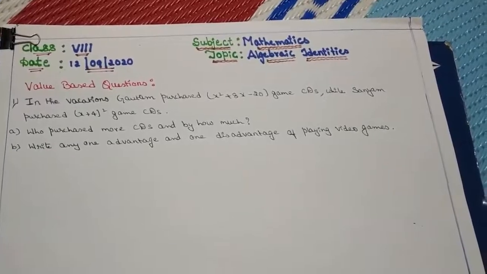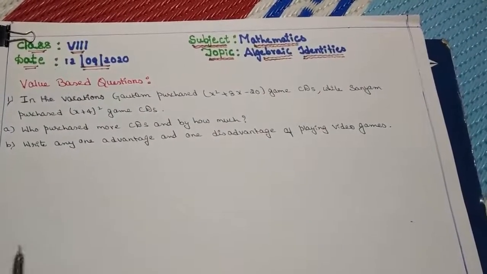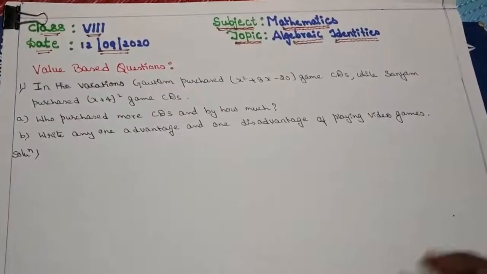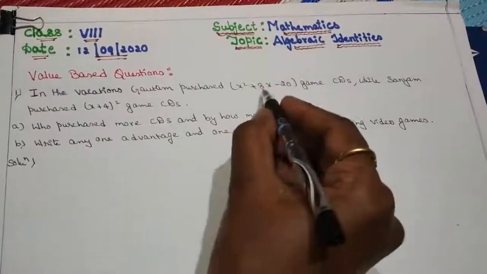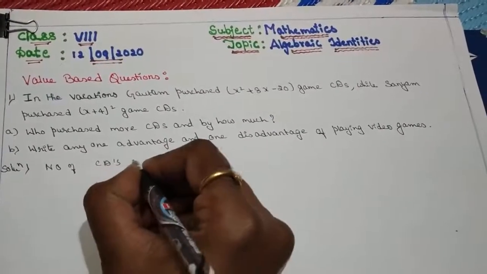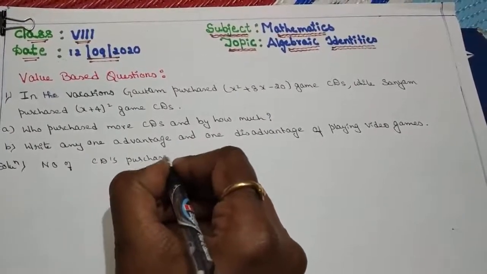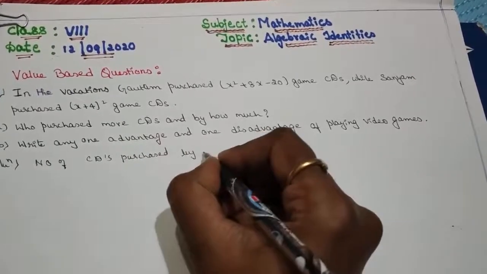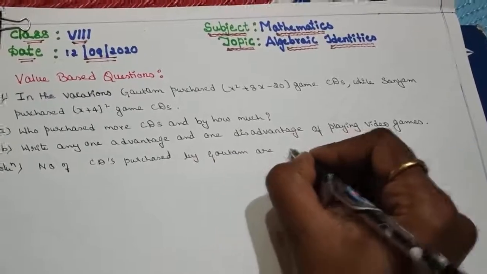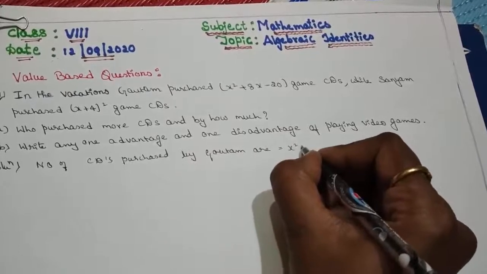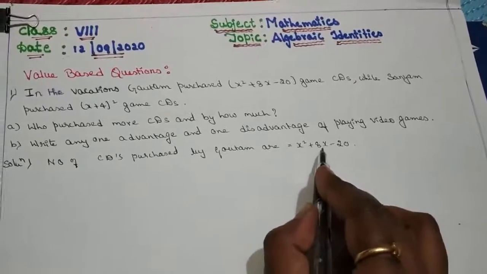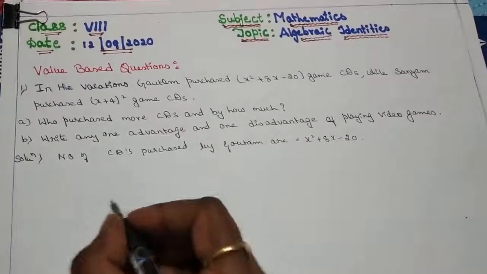So the first question is, who purchased more number of CDs and then by how much, right? Solution. The number of CDs purchased by Gautam are x square plus 8x minus 20. So here the number of CDs are in expression. Same, you write down the number of CDs.